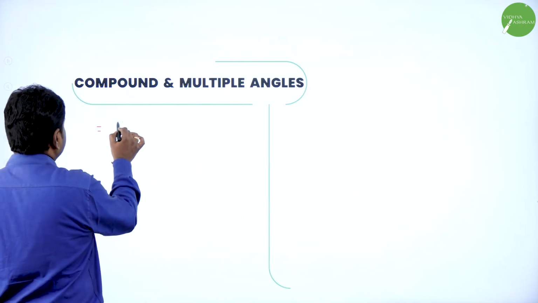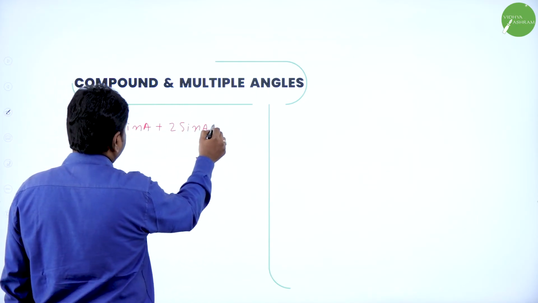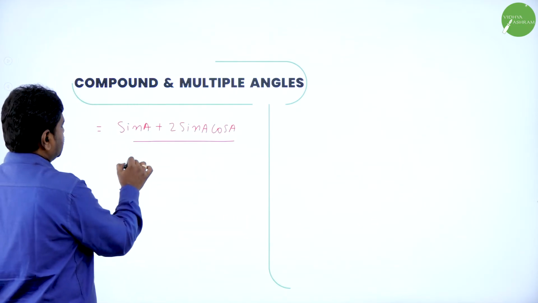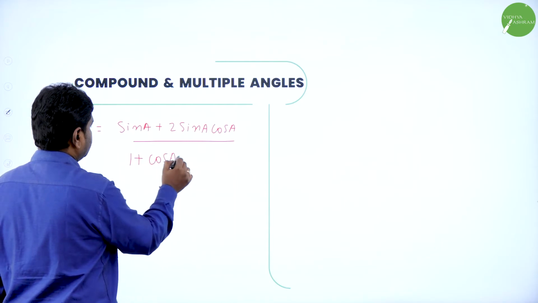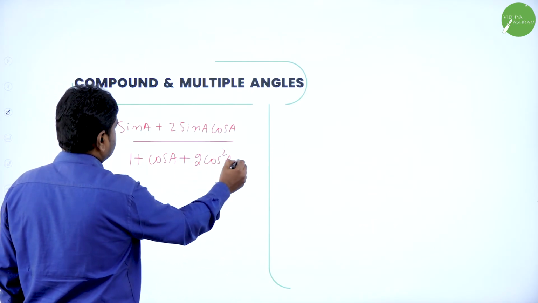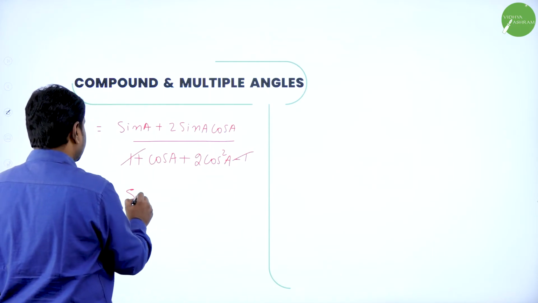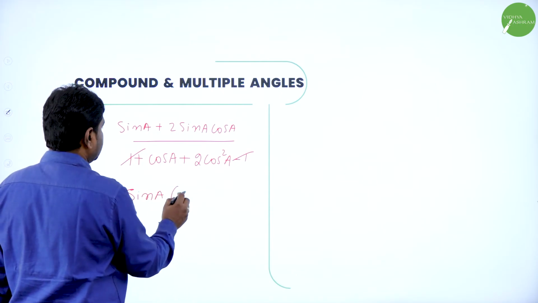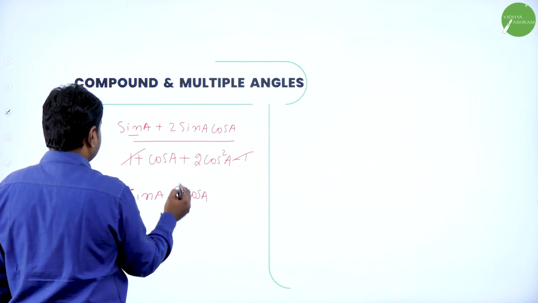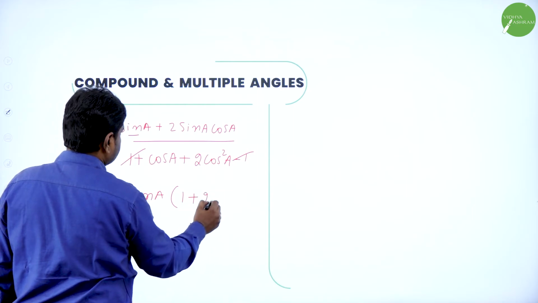So further I have (sin A plus 2 sin A cos A) divided by (1 plus cos A plus 2 cos square A minus 1). Now plus 1 minus 1 cancels. In the numerator I can take sin A common. If I take sin A common, I will be left with 2 cos A, so this will become 1 plus 2 cos A.